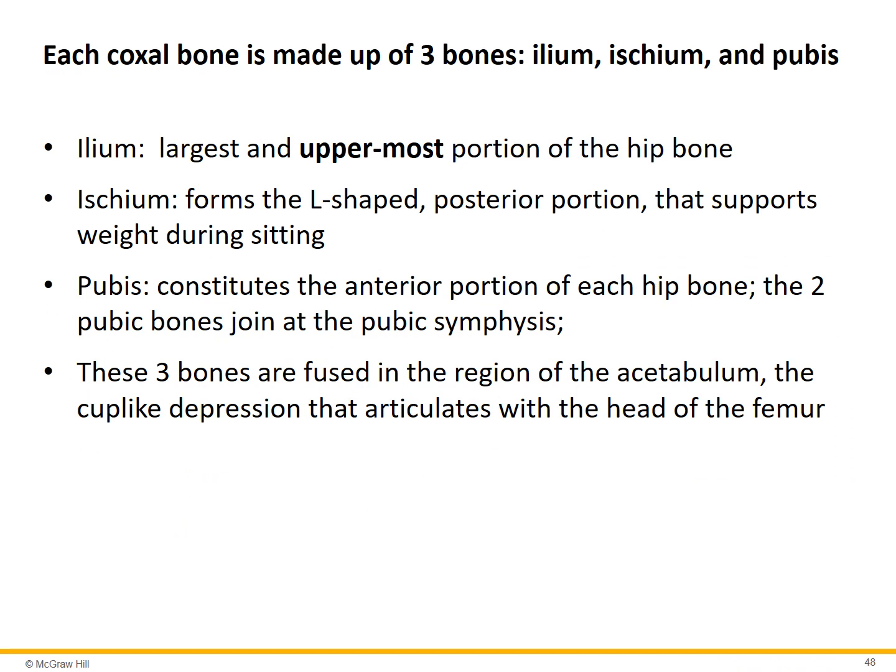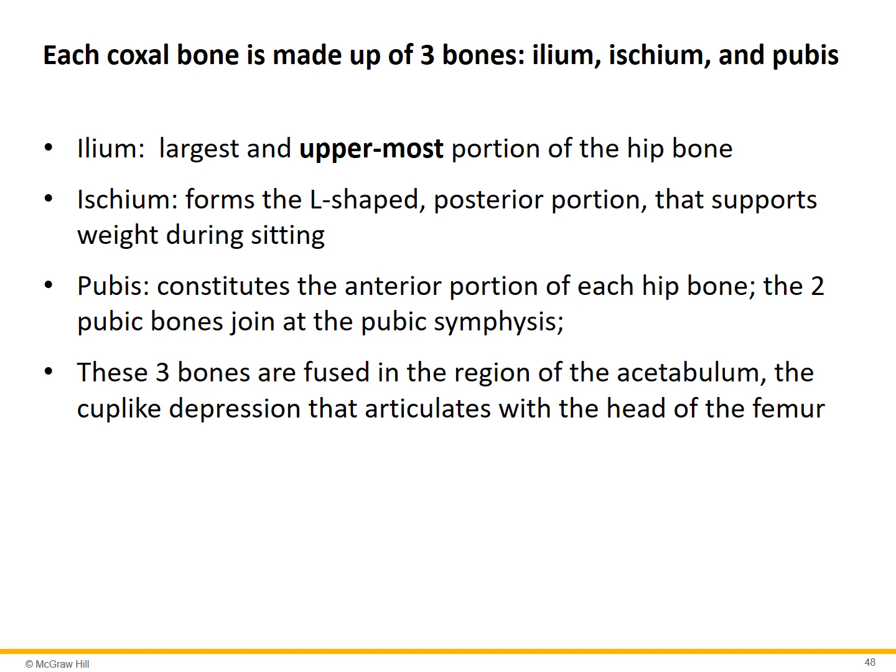Each coxal bone actually consists of 3 bones. The ilium is the uppermost bone. Usually people refer to that as your hip bone. So if you put your hands on your hips, you're putting them on the ilium. The ischium is the posterior portion. When we do bone parts in lab, the ischial tuberosity is the part that you sit on. It forms a triangular shaped base.